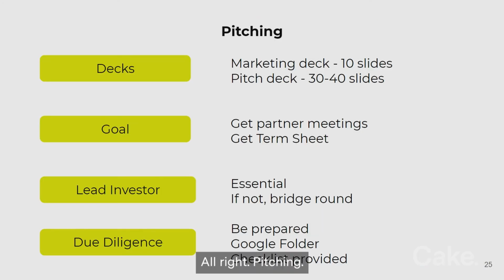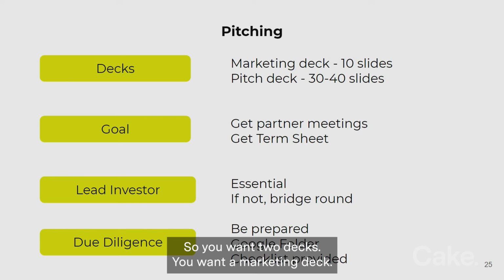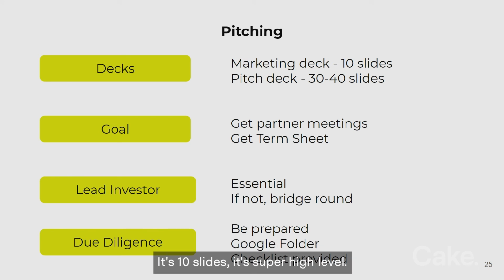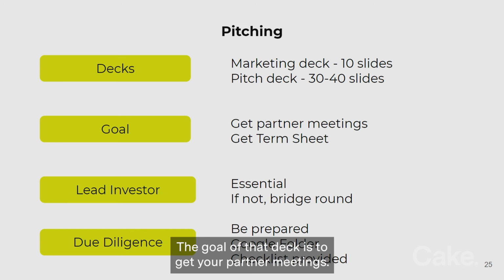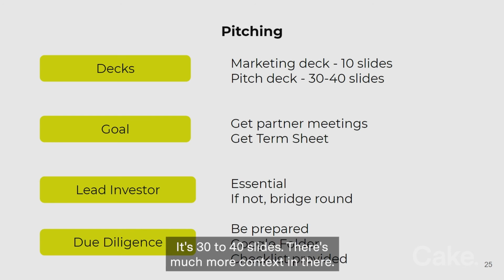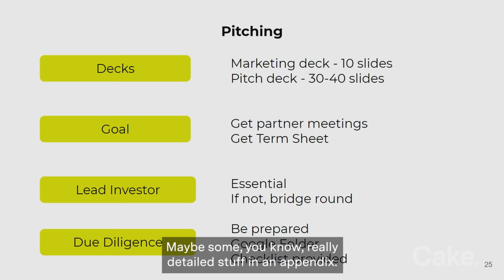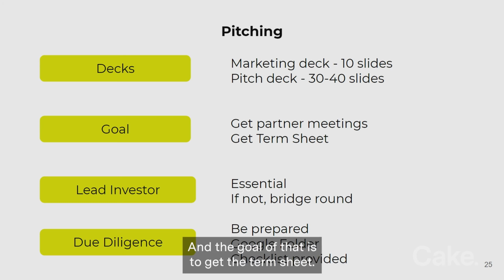All right, pitching. So you want 2 decks. You want a marketing deck. It's 10 slides. It's super high level. It's emotive, big text, not a lot of words on any of those slides. The goal of that deck is to get your partner meetings. Then you have your pitch deck. It's 30 to 40 slides. There's much more context in there, maybe some really detailed stuff in an appendix. That's the one you pitch at the partner meeting, and the goal of that is to get the term sheet.